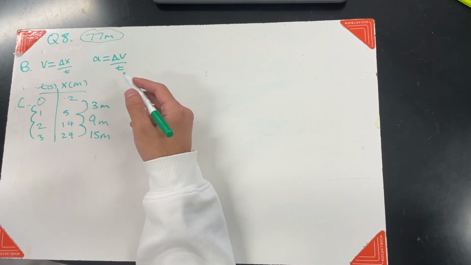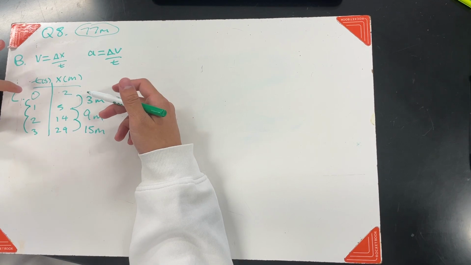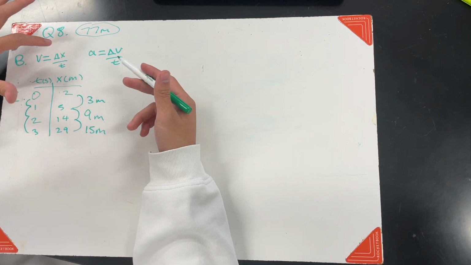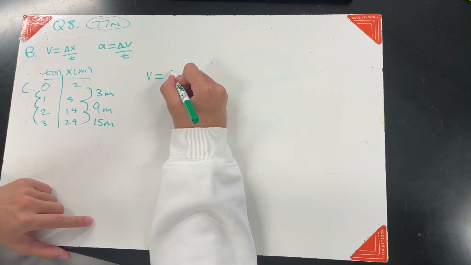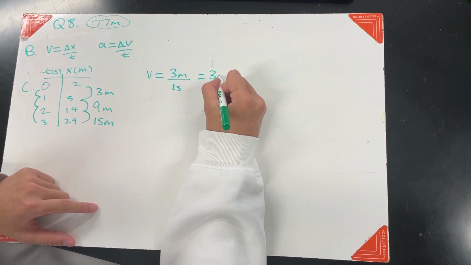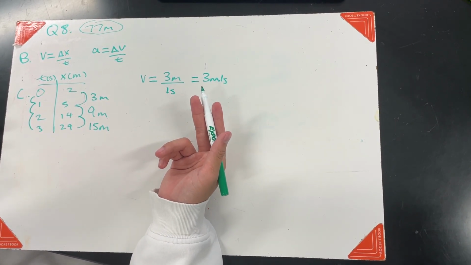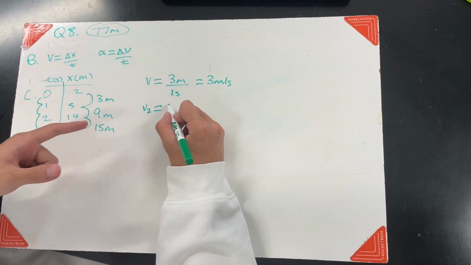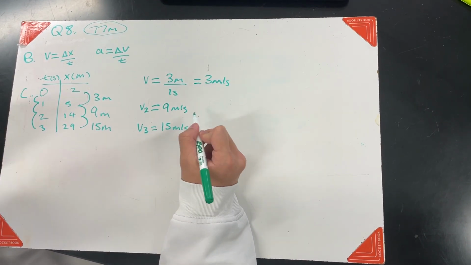So this 3 represents the average velocity between the interval 0 to 1, because 1 second has elapsed and the total change in x would be 3 meters. You can rewrite this as 3 meters over 1 second equals 3 meters per second. And we can do this for the rest of the intervals. So we can see that the second v is equal to 9 meters per second, and the third v is equal to 15 meters per second.